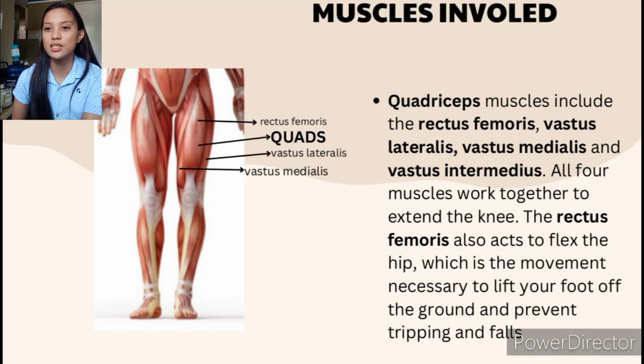Next are the major muscles involved during the execution of the moonwalk dance. So we have here the quads or the quadriceps. The quadricep muscles include the rectus femoris, vastus lateralis, vastus medialis, and vastus intermedius. So all four muscles work together to extend the knee. Then the rectus femoris also acts to flex the hip, which is the movement necessary to lift your foot off the ground and prevent tripping and falls.